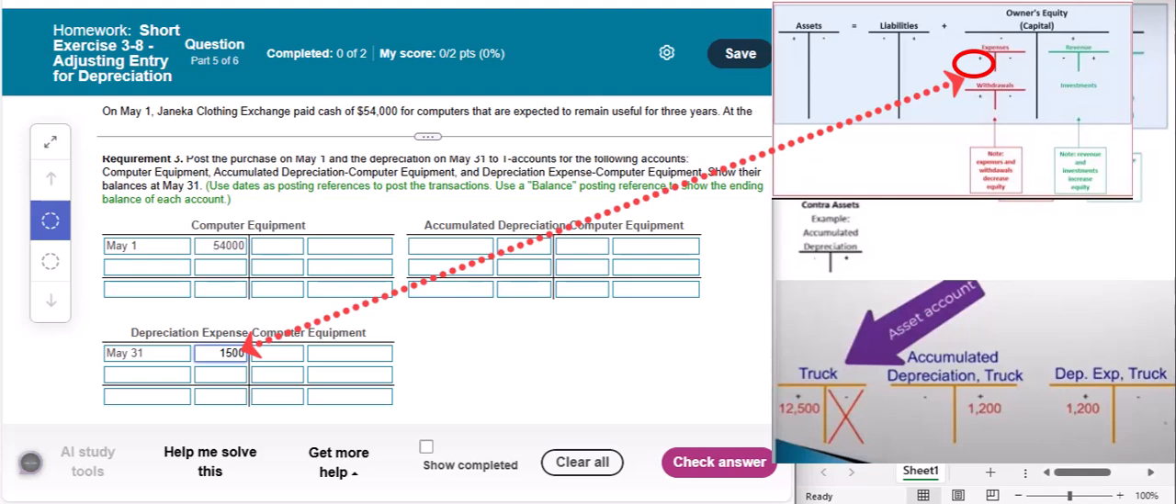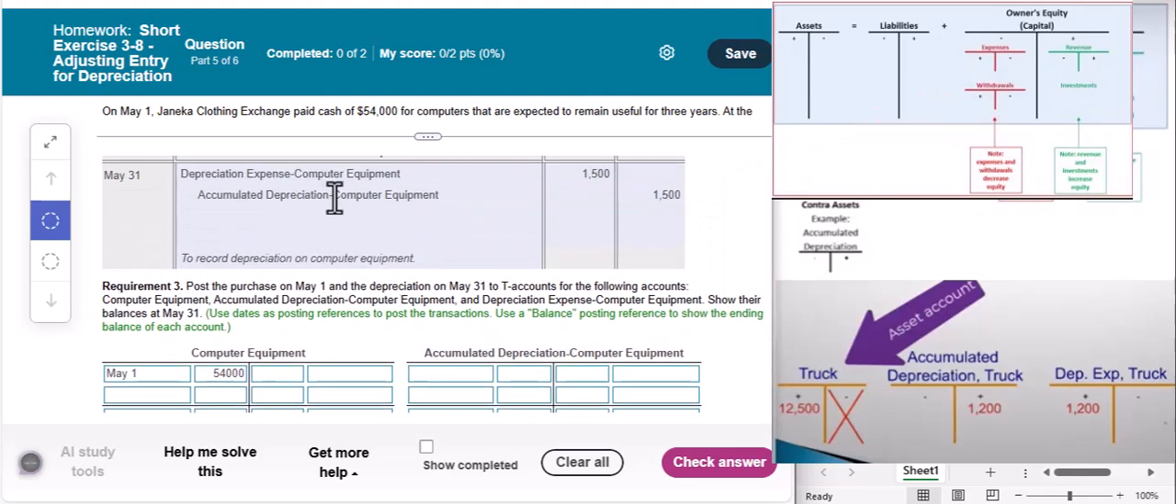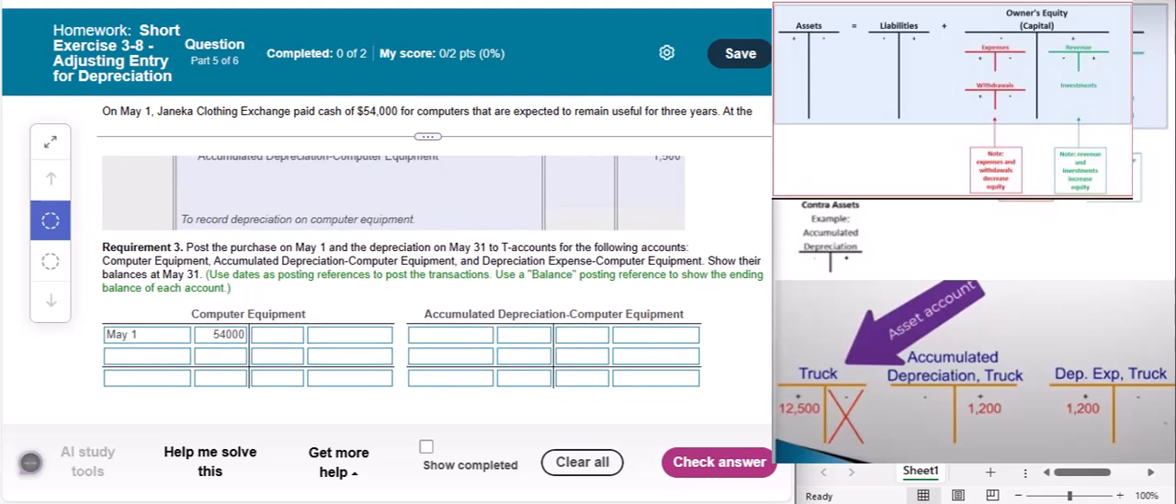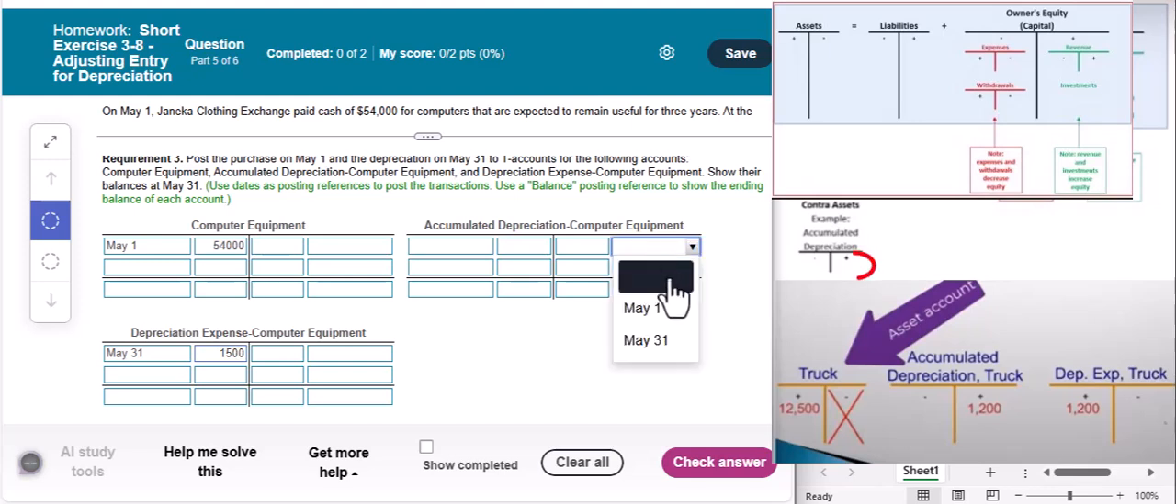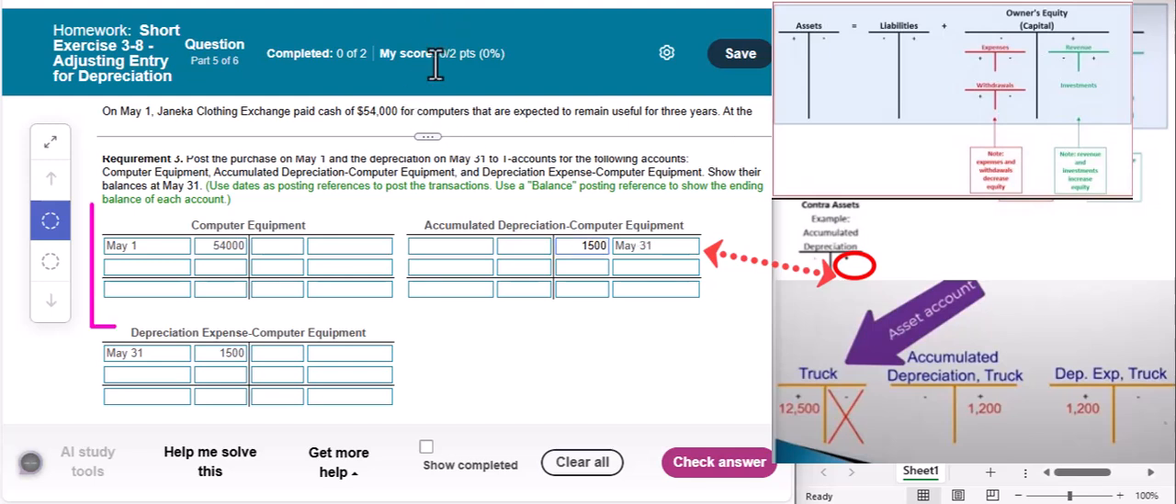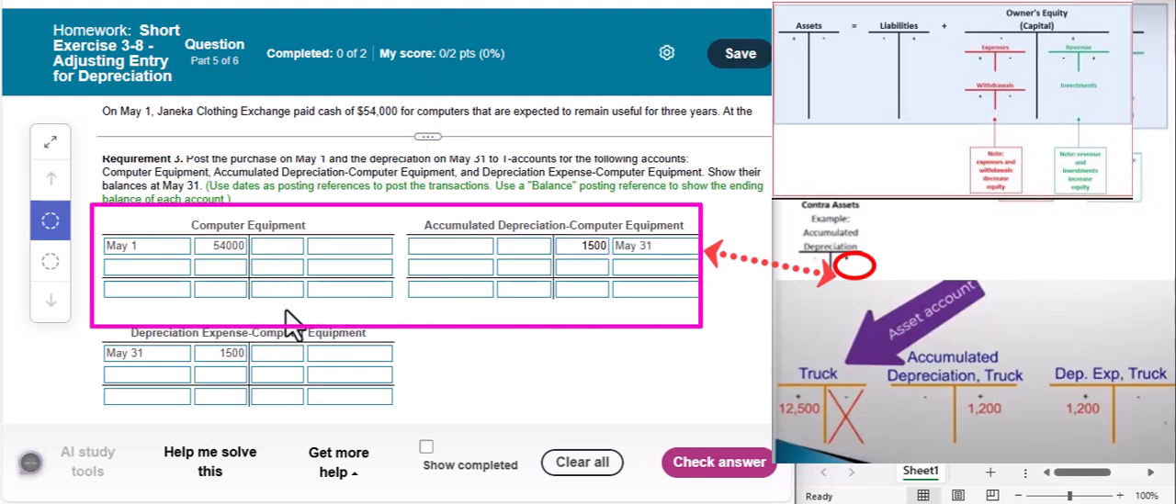And then in that same journal entry, we have accumulated depreciation on computer equipment, a credit of $1,500. So we'll scroll back down here. And again, that's May 31st as the posting date and $1,500 as the accumulated depreciation on computer equipment. And notice how they put the computer equipment account right next to the contra asset account of accumulated depreciation. So these two accounts will be side by side in a lot of different places in the chart of accounts, on the balance sheet, and on the trial balance.